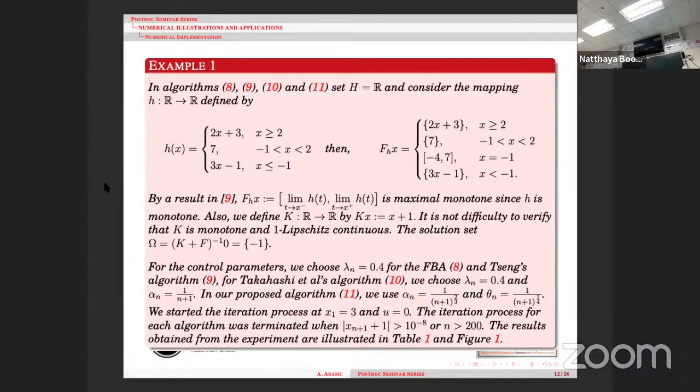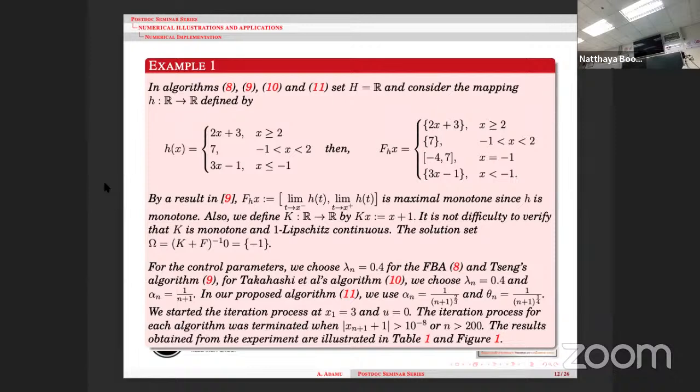So what is the first case, when x is greater than two? Remember our K of x is x plus one for any x in R. So when x is greater than two, F takes this set, 2x plus 3, and here is x plus 1. So for the first case, K plus F at x will be this set, 3x plus 4, right? For which x? For x greater or equal to 2.